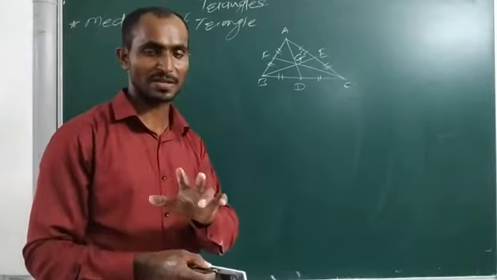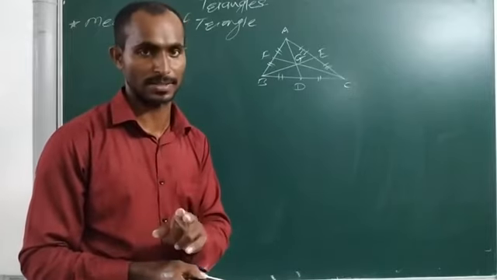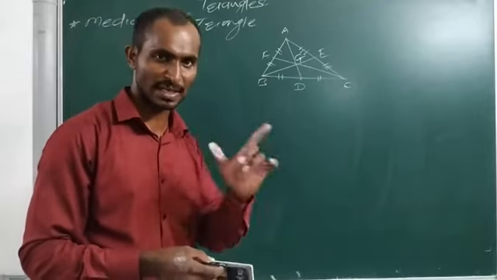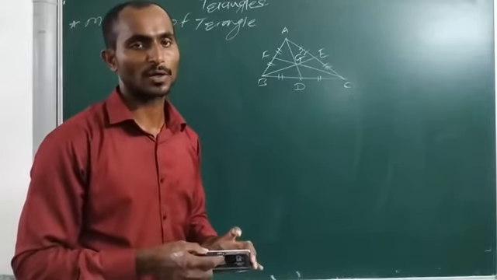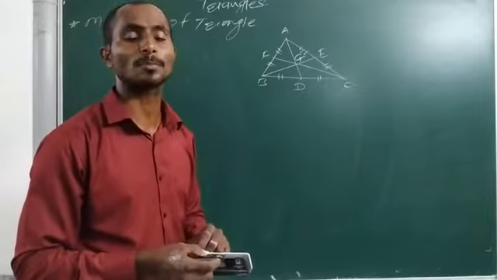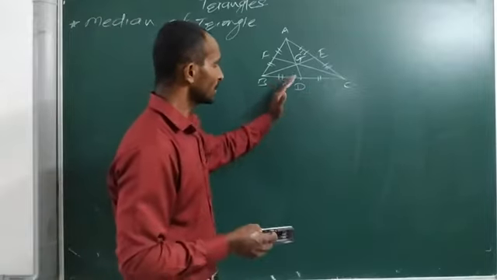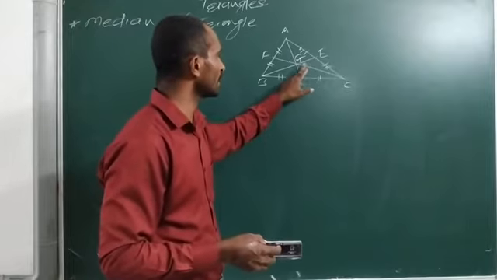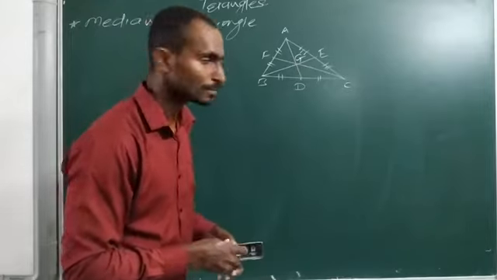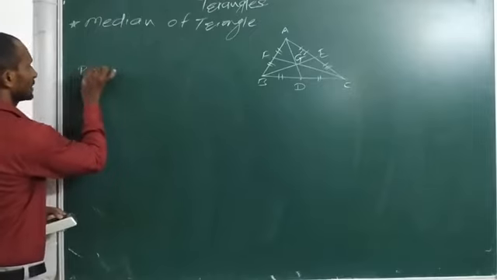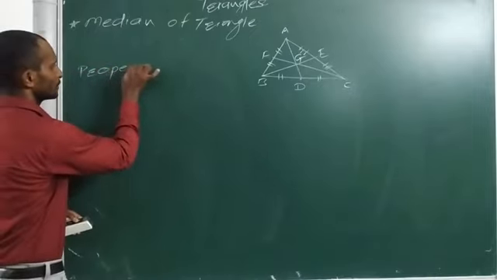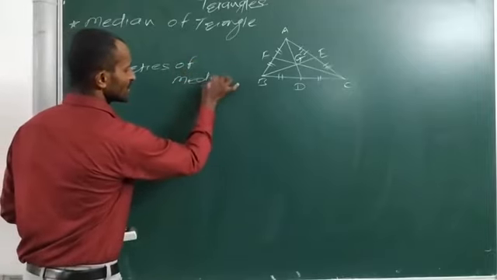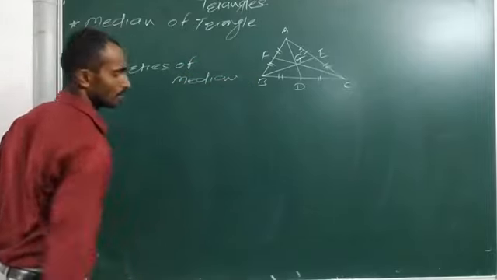If two or more lines intersect in a single point, then they are called concurrent lines. Remember that there is a difference between the words concurrent and congruent. If two or more lines pass through a single point, they are called concurrent lines, and that point is called the point of concurrence. So here, the three medians of triangle ABC are concurrent and the point of concurrence is G. Now we are going to study the properties of median.